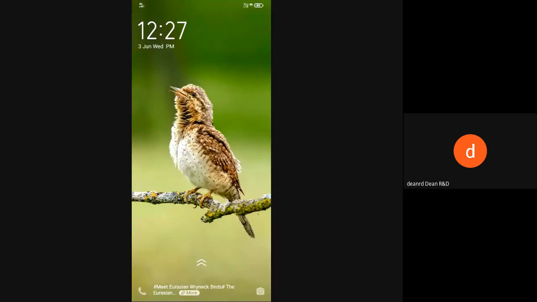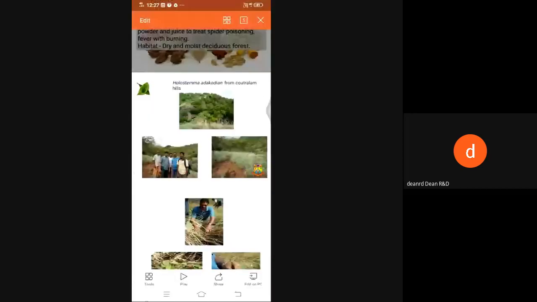The picture which you visualize is the place in the upper side of the Kutralam hills, where it is found growing naturally after the fire of the grasses over there. We can find the sprouting of the seedlings in the Kutralam hills.